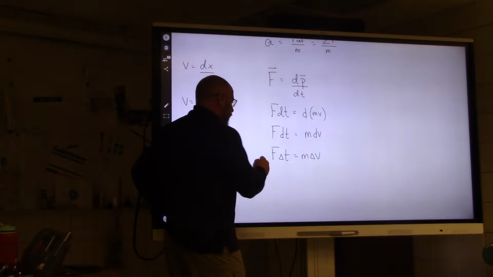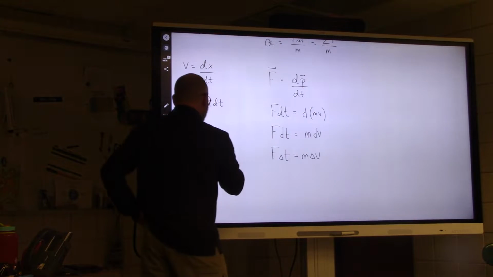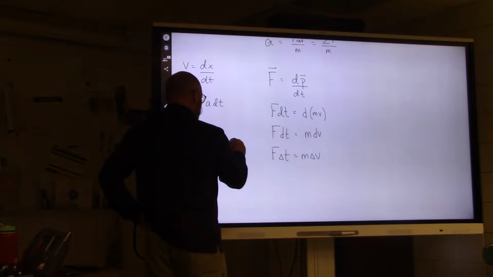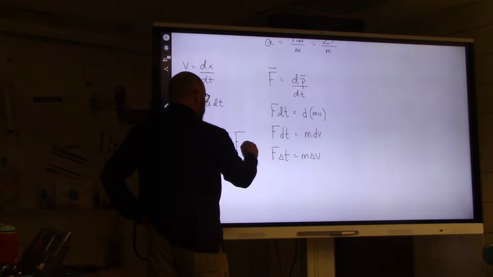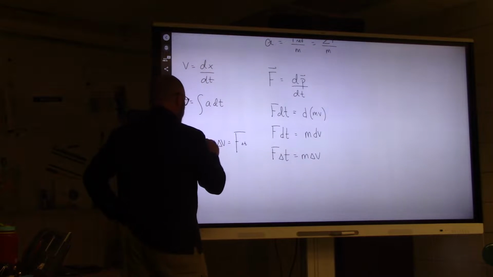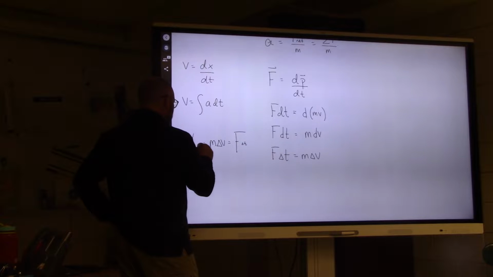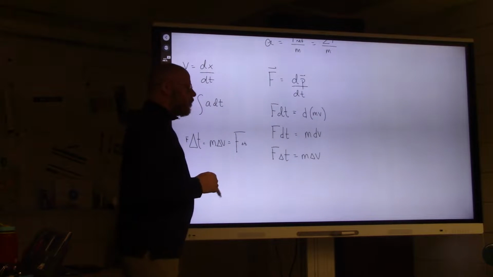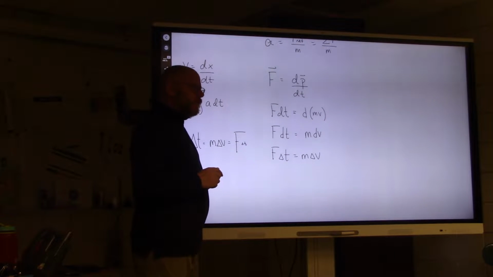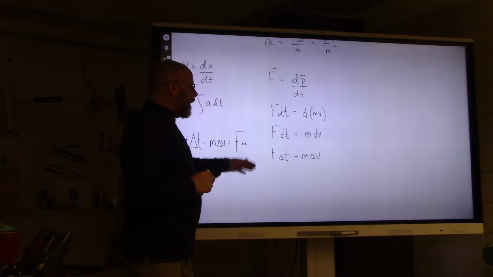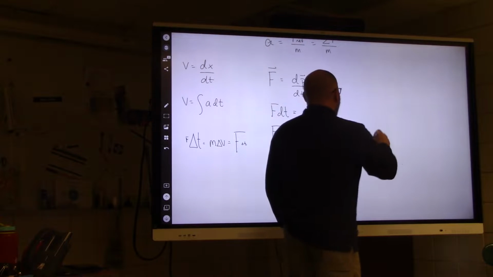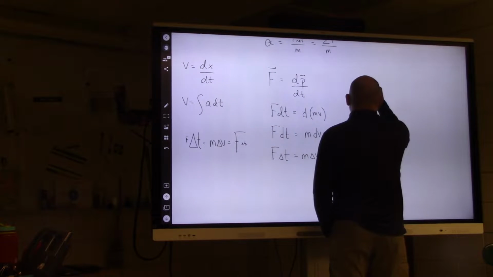So if I have the same m dv, you can have a large force that stops in a small time, or you can have a small force that stops in a large time, right? This also says if you have contact, if there's contact, there's always a problem that shows up on the test.